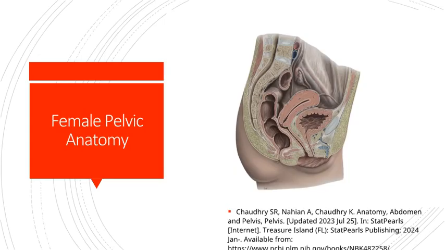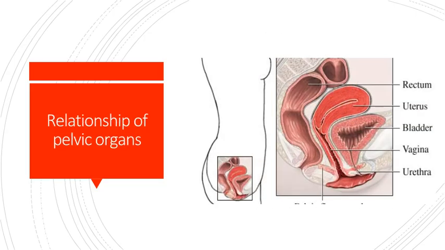Not visible in this view are blood vessels. The internal iliac artery and its branches, including the uterine artery, supply the pelvic organs. Nerves like the pudendal nerve innervate the external genitalia and perineum. You see the close relationship between the bony pelvis, urinary bladder, uterus, rectum, and sacrum.